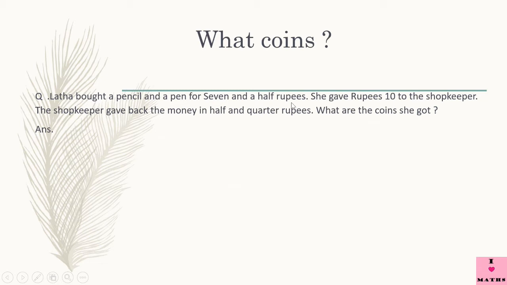So, half rupee. What is half rupee, beta? Half of 100. What is half of 100? Half of 100 is 50. So, half rupee means 50 paisa coin. Okay? Now, she gave 10 rupees to the shopkeeper. And the shopkeeper gave back the money in half and quarter rupees.